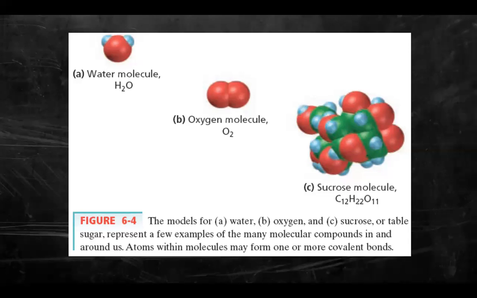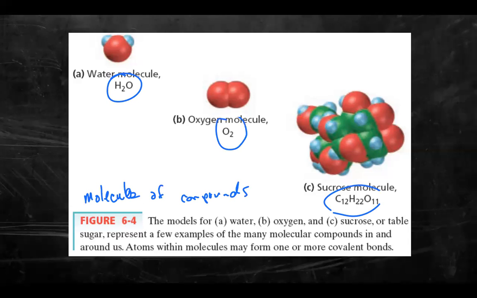Right, so if you have a molecule that has 2 or more different elements in it, like you have either water, which has only 2 elements, or sucrose, which has 3, these are molecules of compounds. Sorry about the terrible handwriting. And this one, oxygen, where they're all the same, that's a molecule of an element. Element because there's only one type of atom present in the molecule.